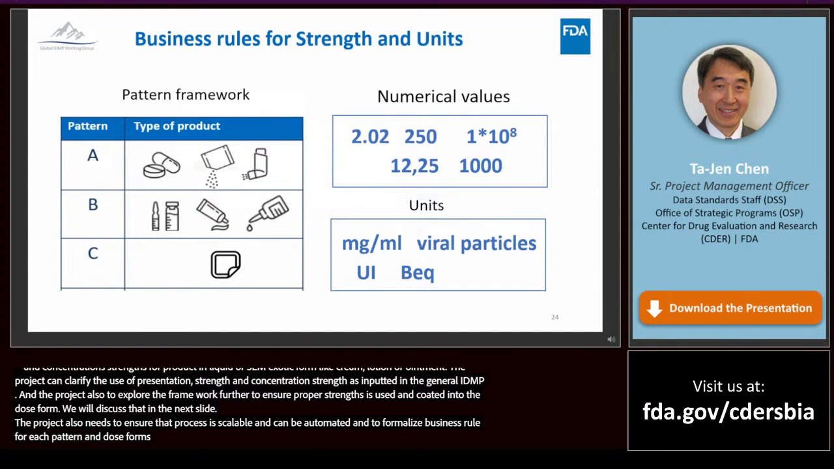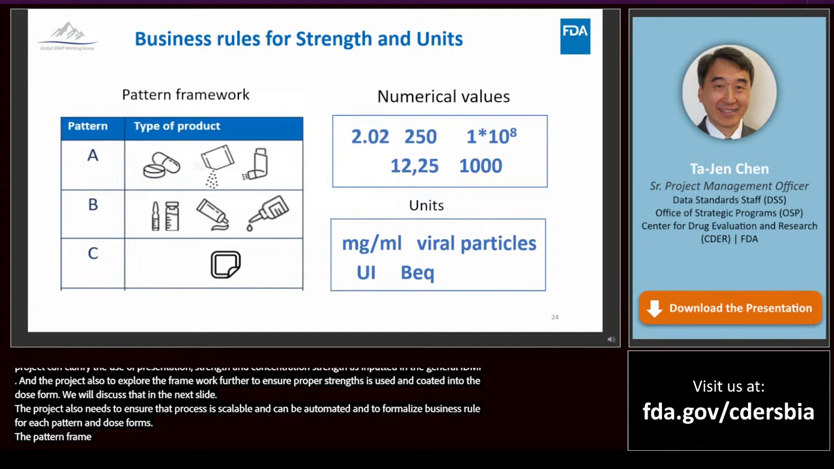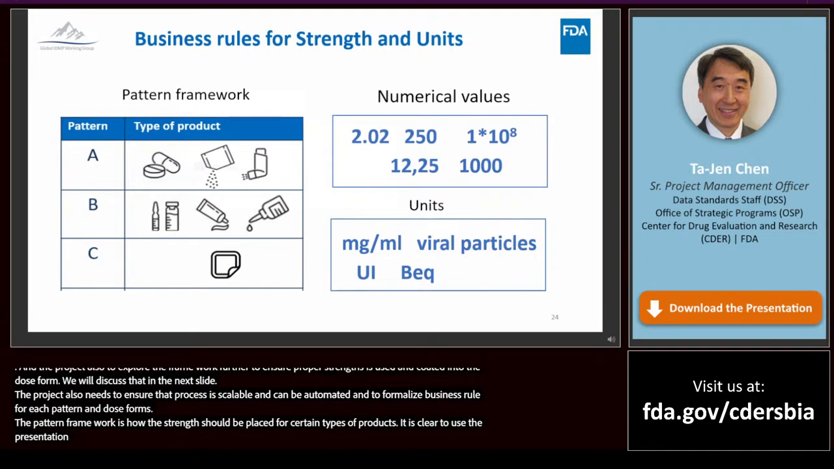The pattern framework determines how the strength should be expressed for certain type of product. It is clear to use the presentation strengths like 100 mg per tablet, 200 mg per capsule for pattern A, right? But pattern B and C will need additional business rules to clarify the use of strengths. So let's take a look at the next slide.